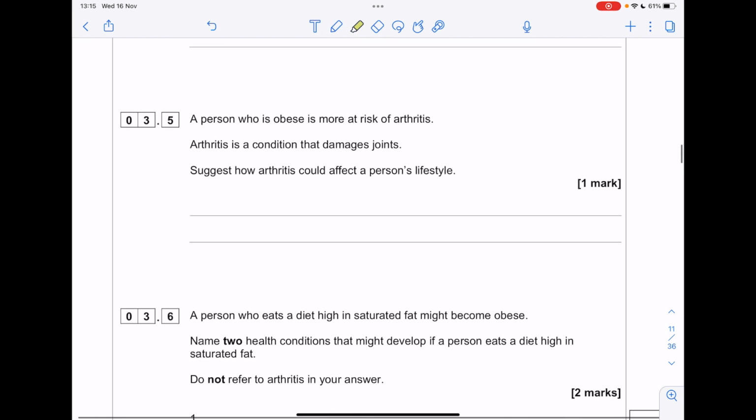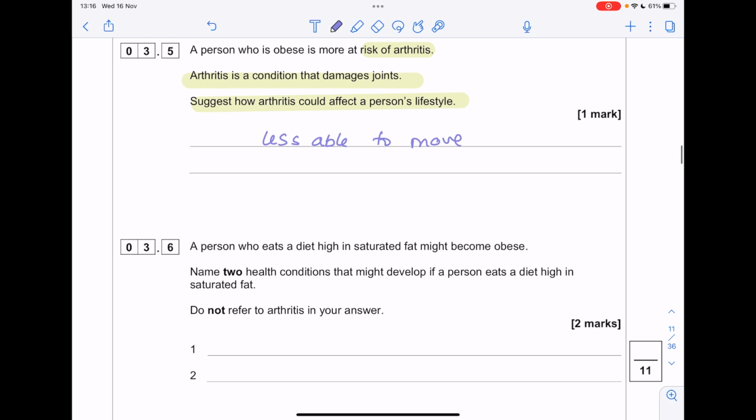A person who is obese is at more risk of arthritis. Arthritis is a condition that damages joints. Suggest how arthritis could affect a person's lifestyle. They'll be less able to move.